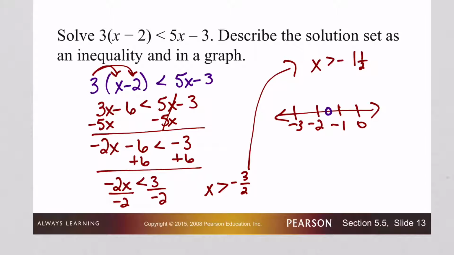My arrow is pointing to the right on my inequality. So this, I don't know where that line came from. Sorry, guys. So this arrow has to point to the right. Okay? Open circle, though. Make sure that you have an open circle here.